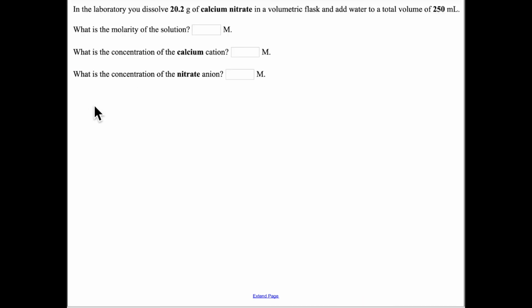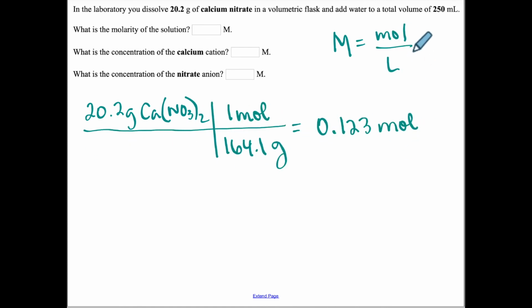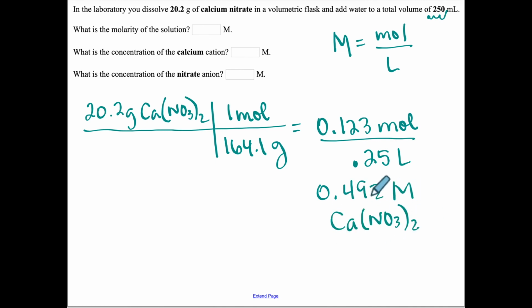All right, this problem gives us 20.2 grams of calcium nitrate. Calcium nitrate we used earlier in these notes, and it tells us that we have 250 milliliters of this, and it asks for a molarity. So molarity is moles per liter, so we need to convert this to moles. Now, moles divided by liters is molarity, so if we move this decimal 3 to the left, we can divide our moles by 0.25 liters, and we can get a molarity of 0.492 molar. That's the molarity for calcium nitrate, so that's what we would put right here.